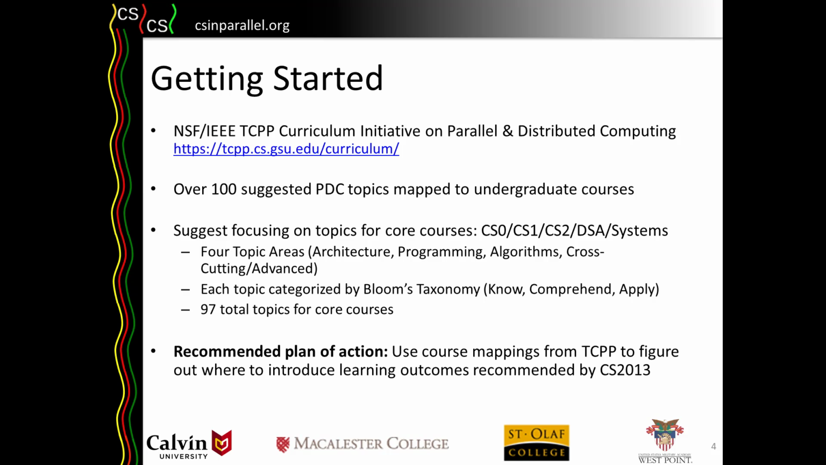Broadly, TCPP organizes the PDC topics into 4 topic areas: architecture, programming, algorithms, and cross-cutting advanced. Each topic is also given a Bloom's taxonomy classification. It is important to recognize that the TCPP 2012 report predates CS 2013 and that the PDC learning outcomes in CS 2013 are distilled from the TCPP 2012 recommendations. Therefore, it is our recommendation that you primarily use CS 2013 to identify important learning outcomes and then use the TCPP report to figure out which courses to introduce specific outcomes.